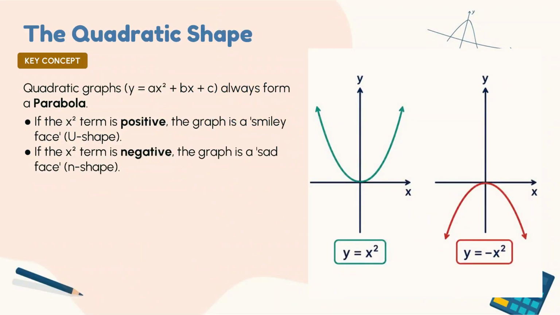They form a curve called a parabola. A quadratic equation often looks like y equals ax squared plus bx plus c. The important part is the x squared term. If the x squared term is positive, the graph is U-shaped, a bit like a smiley face. If the x squared term is negative, the graph is N-shaped, a bit like a sad face. So, the sign in front of x squared tells us whether the graph opens upwards or downwards.